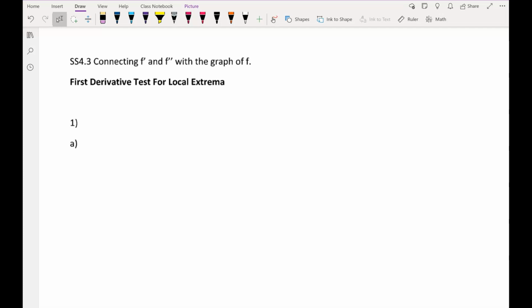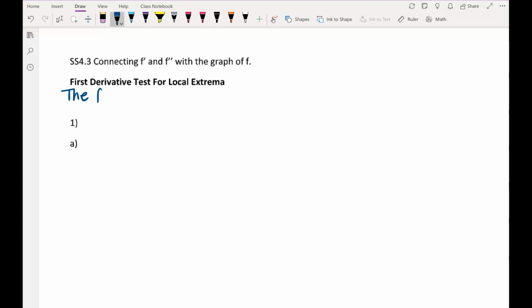All right, guys, so 4.3 is connecting first derivative and second derivative with the graph of f, which is the original function, okay? So we have here first derivative test for local extrema. Remember, we already knew how to find the extrema values from the first two sections. So now we're going to use the first derivative to find it as well. It's just another way, right?